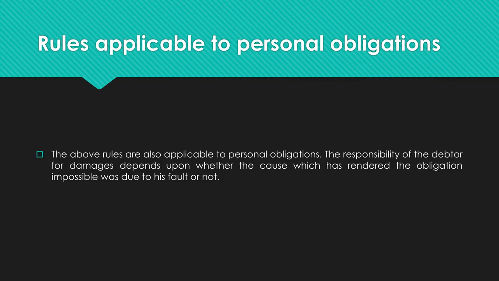Okay. Rules applicable to personal obligations. The above rules are also applicable to personal obligations. The responsibility of the debtor for damages depends upon whether the cause which has rendered the obligation impossible was due to his fault or not. Okay.